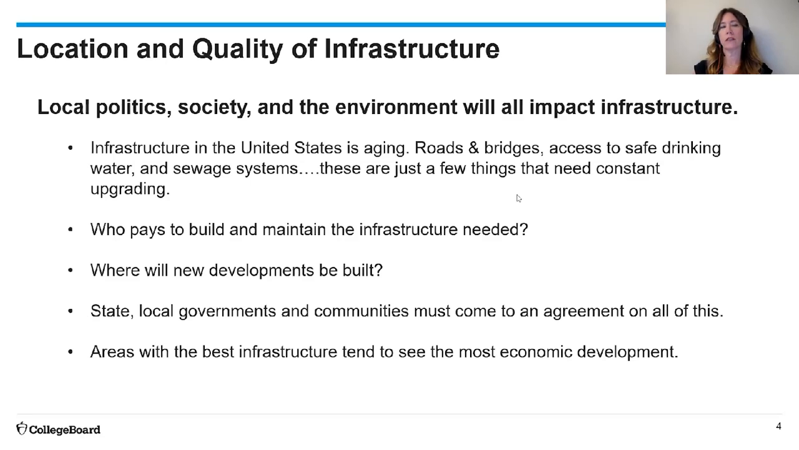And local politics, society, and even the environment will really have a big impact on it. If you think about the United States, infrastructure in the United States is aging. We have roads and bridges that will need constant updating, access to safe drinking water, our sewage systems, these all need upgrading. So, who is going to pay to build and maintain that infrastructure that is needed? Where will these new developments be built? State, local governments, and communities, they must all come to an agreement on how to work all of this out.